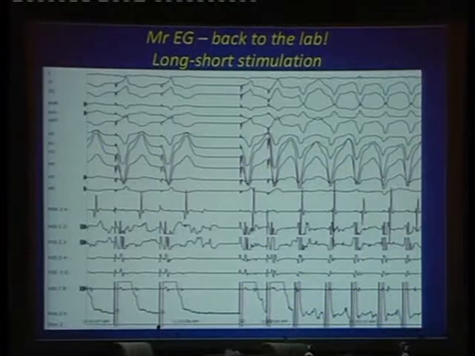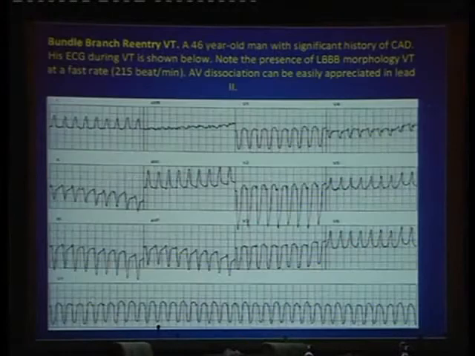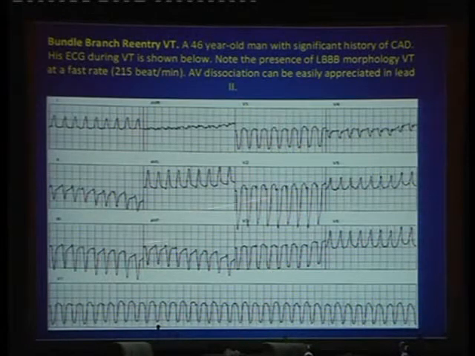Hiss in the middle, and it's bundle branch reentry. And he had an ablatable VT and never got an ICD, and he's doing great. Another bundle branch reentrant VT, easily recognizable, tips you off.